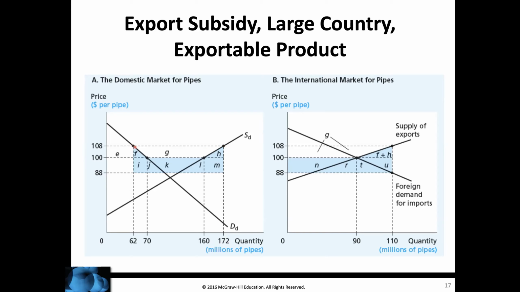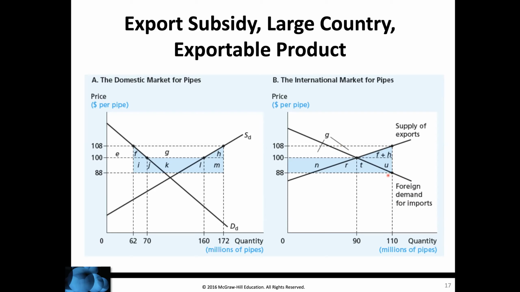Consumers at that price in the domestic country are only going to consume 62. So 172 minus 62, that means they're going to be exporting 110. Before they were exporting 90 at this equilibrium point of 100, but now they're going to be exporting 110. So you can see here the foreign demand for imports moves out to 110 because the price is down to 88. So we can see this resulting equilibrium at 88.